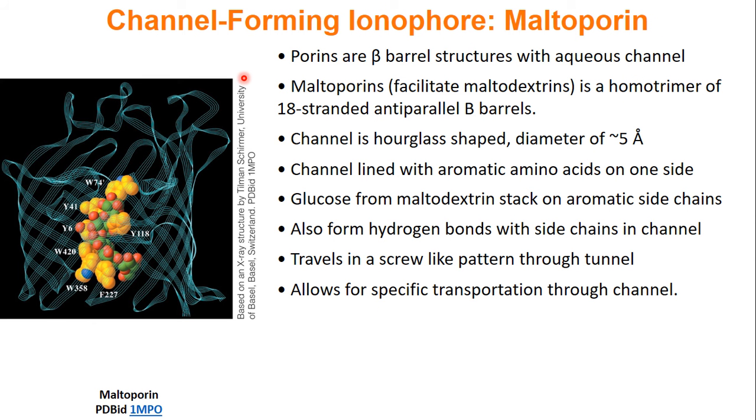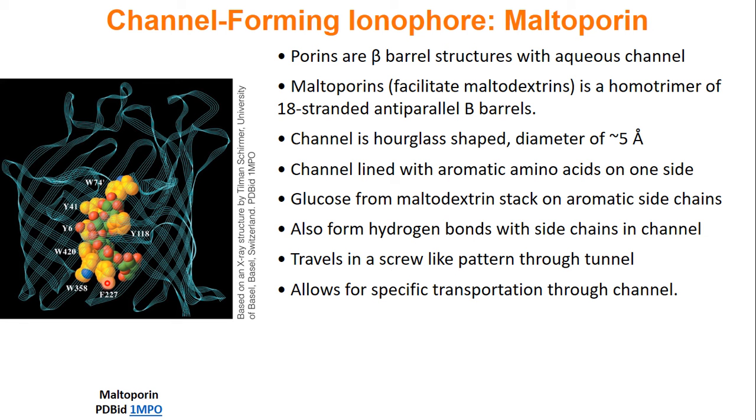So let's look at another type of channel, which is maltoporin. And porins are beta barrels. What a beta barrel is, it's beta sheets shaped in a barrel. And what maltoporins do is help bring in maltodextrins, a type of sugar. You have an hourglass shape here, which has a diameter of roughly 5 angstroms.